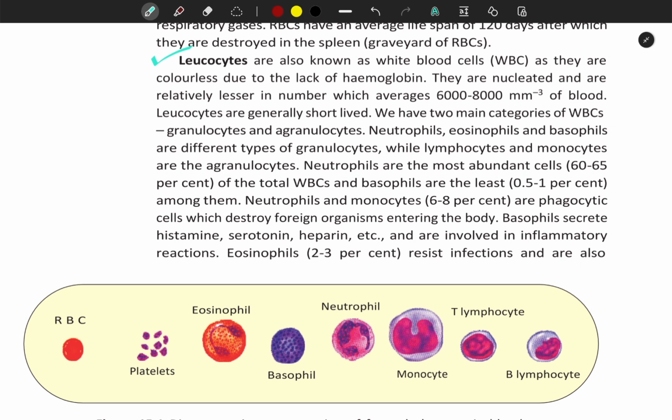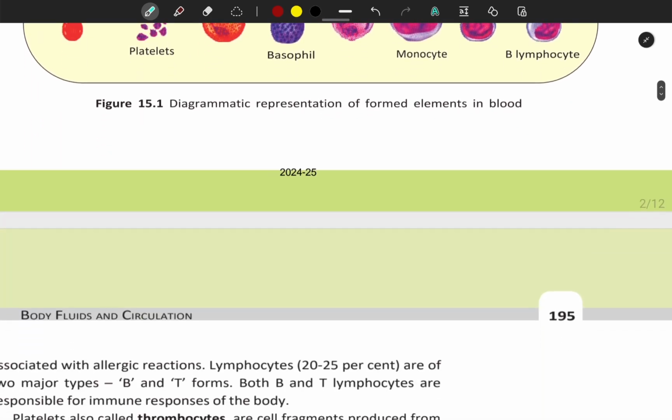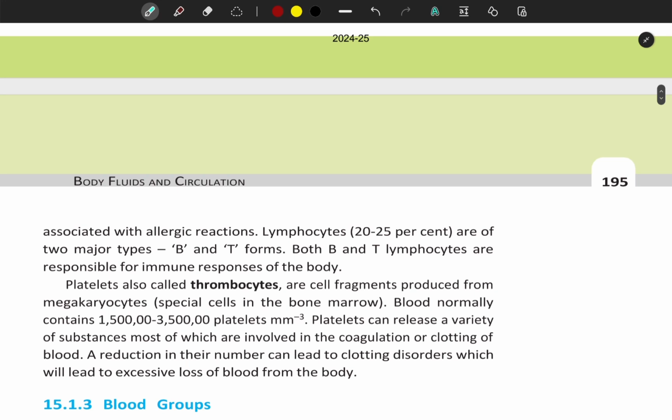Basophils secrete histamine, serotonin, heparin, etc. and are involved in inflammatory reactions. Eosinophils resist infections and are also associated with allergic reactions. Lymphocytes, 20 to 25%, are of two major types, B and T forms. Both B and T lymphocytes are responsible for immune responses of body.